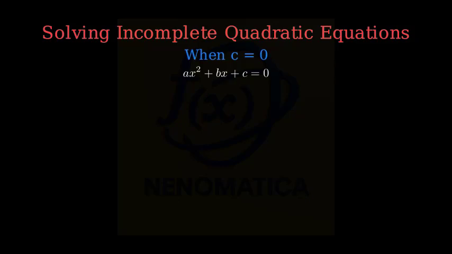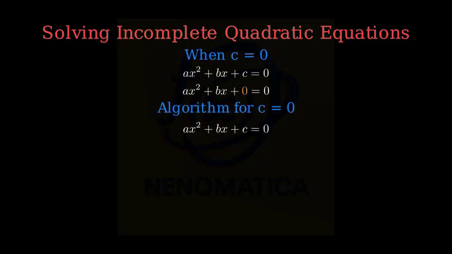A quadratic equation in standard form looks like ax squared plus bx plus c equals 0, where a, b, and c are constants and a is not equal to 0. In this tutorial, we'll specifically focus on the case where c equals 0, which creates what we call an incomplete quadratic equation. Let's look at the algorithm for solving this type of equation. When c equals 0, we follow these specific steps.